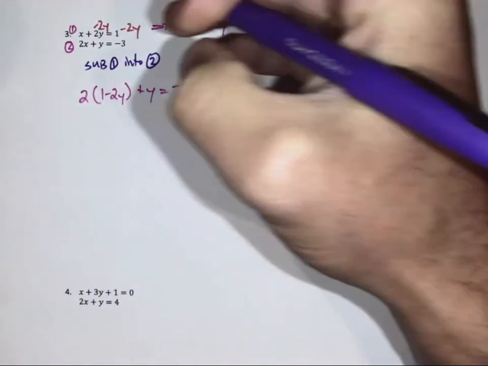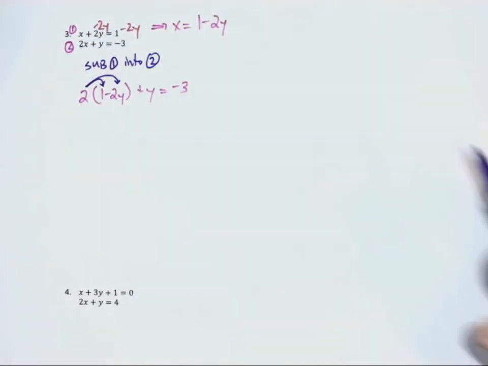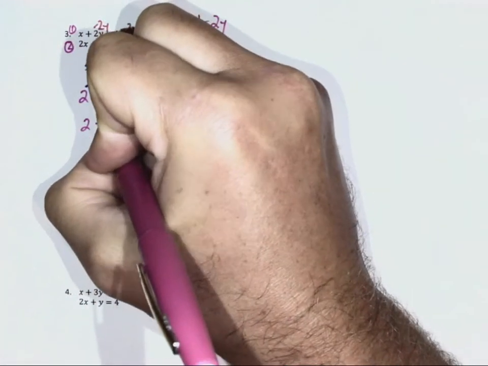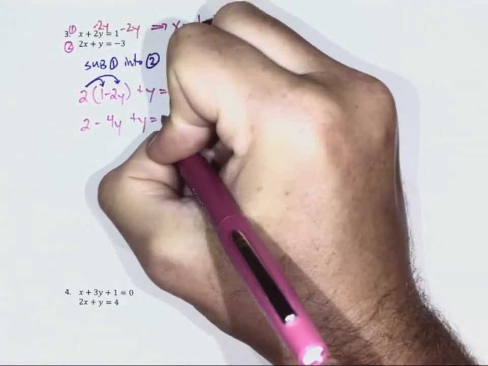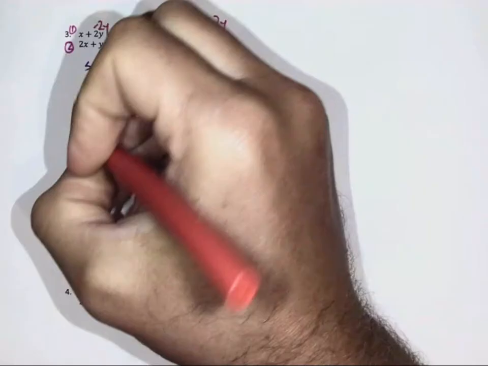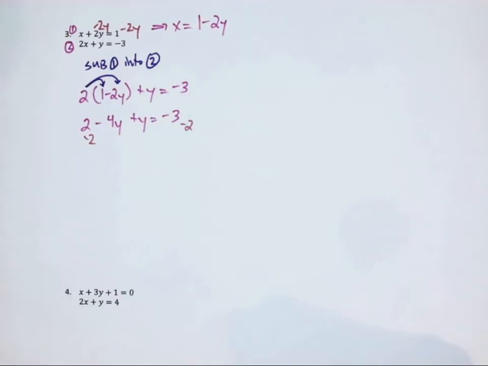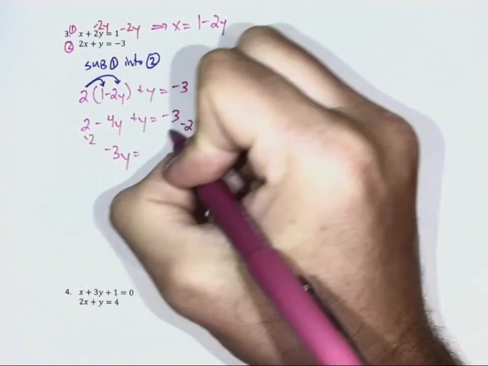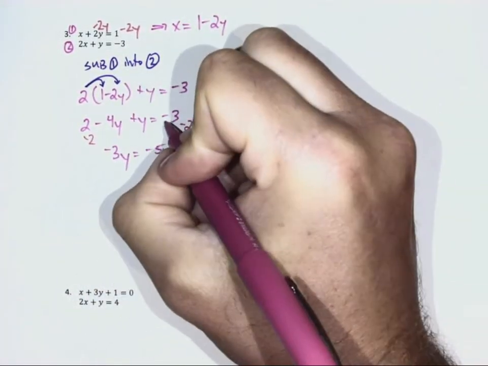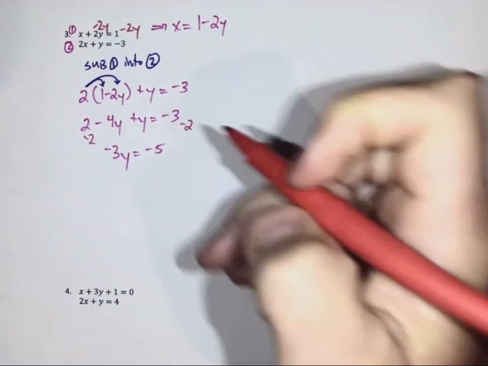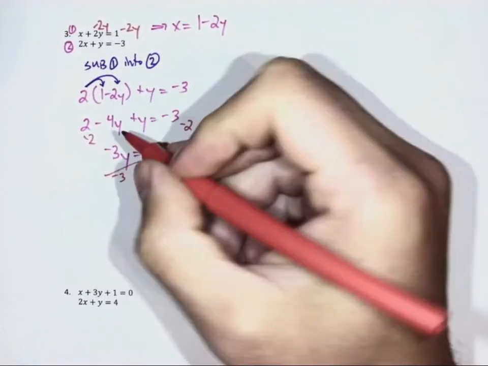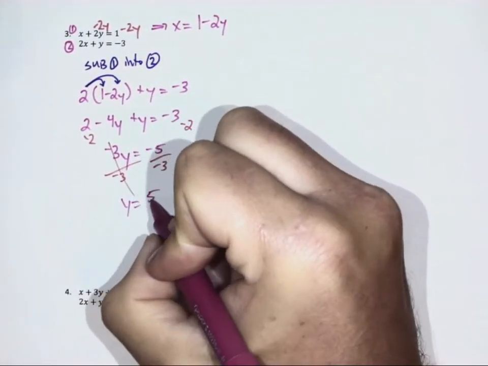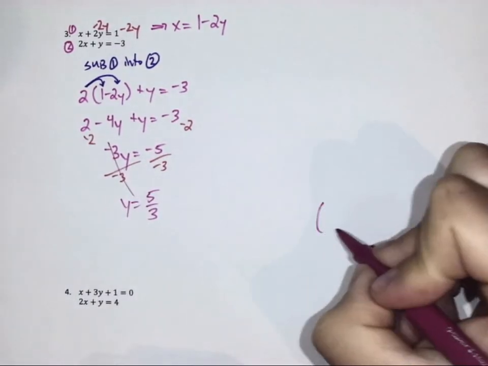Now, all previous math still exists. To solve, I need to use the skills I have. I need to distribute. 2 times 1 is 2. 2 times -2y is -4y. Collect like terms. Minus 2 on the left, minus 2 on the right. Negative 4y plus a y is negative 3y. Negative 3 minus 2 is negative 5. Negative divided by negative is positive, and now I have my y value.